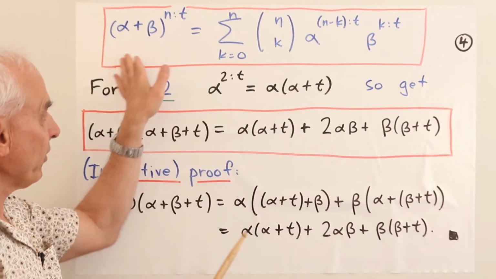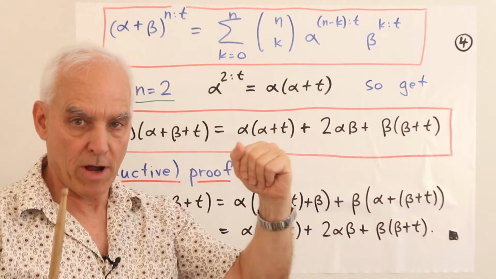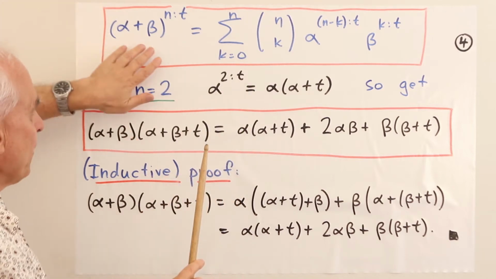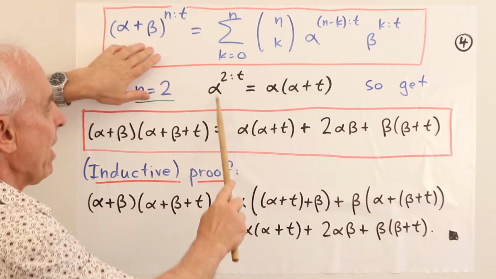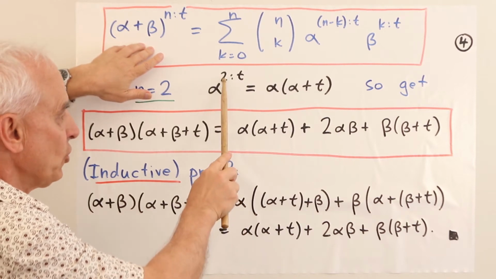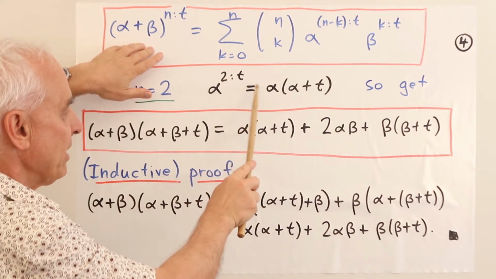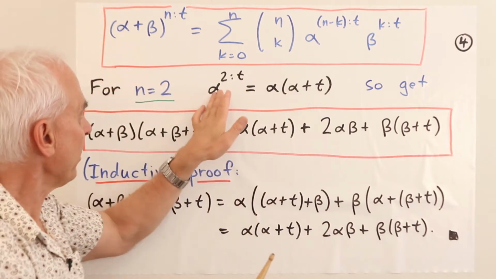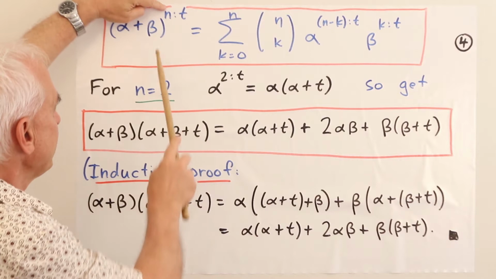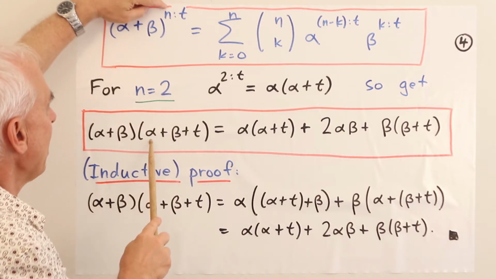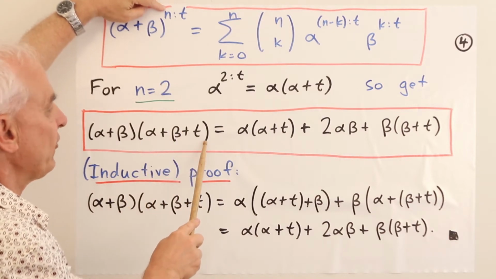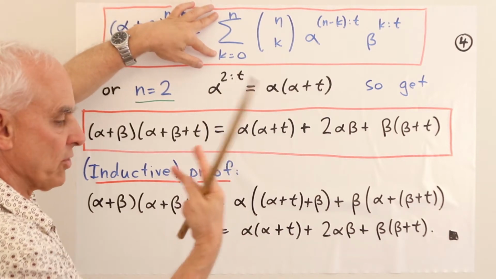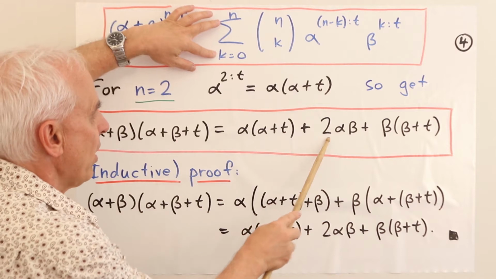So here again, for reference, is the Binomial Chu Vandermonde identity. And now let's consider the case when n is 2. So the left-hand side, let me just remind you, here's the meaning of alpha to the 2 colon t. It means alpha times alpha plus t. Okay, so that's the definition of this thing. So when n is 2, the left-hand side is alpha plus beta times alpha plus beta plus t. And over here we get the sum from k equals 0 to 2, so there'll be three terms, k equals 0, k equals 1, k equals 2.